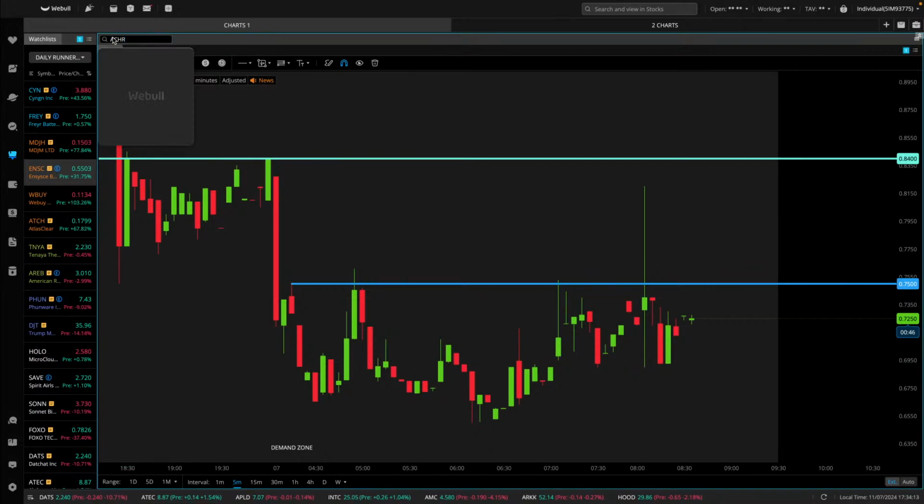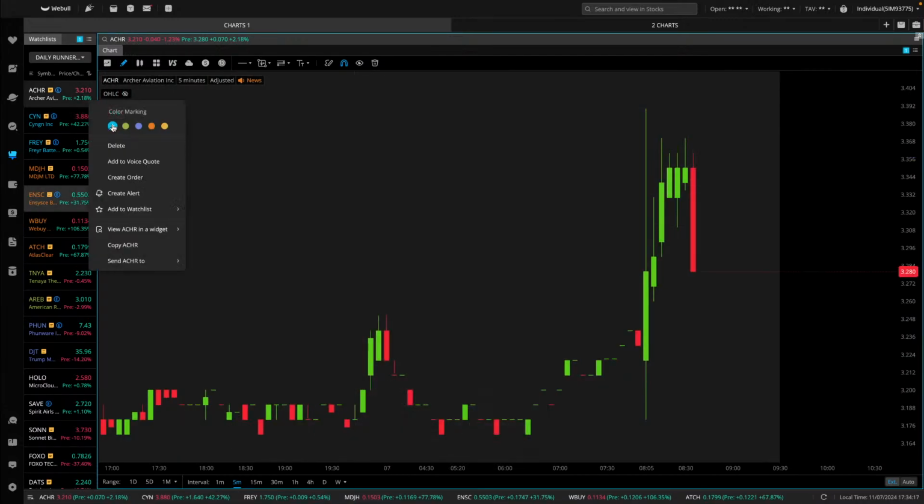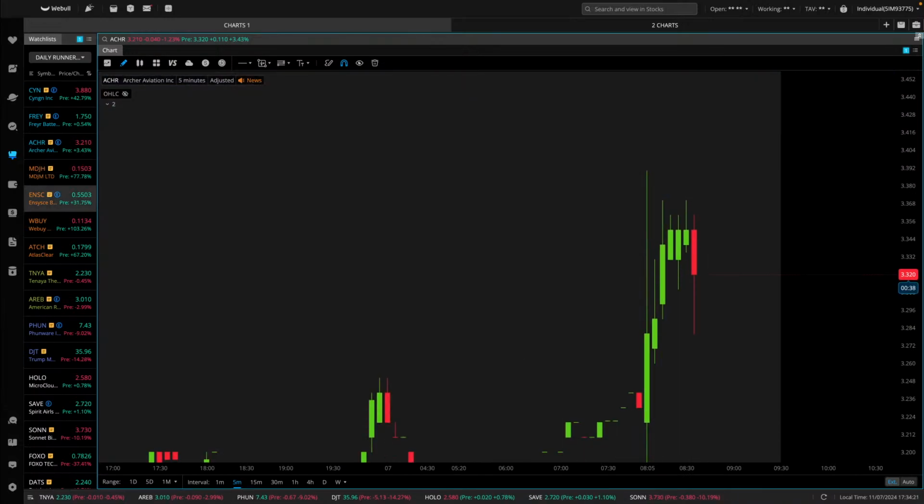ACHR. I think I just went over this one. Yeah, we just have this on the watch list. 347 break above looks alright. Nothing now though.